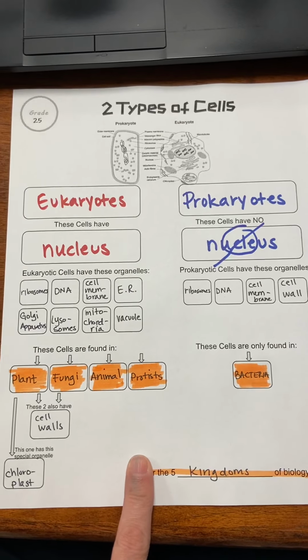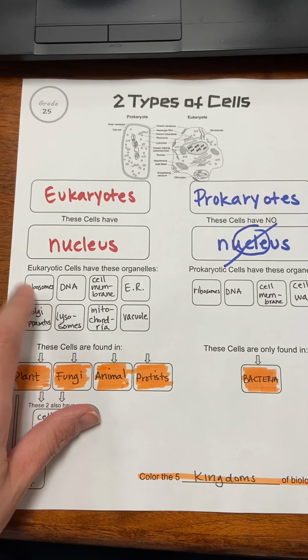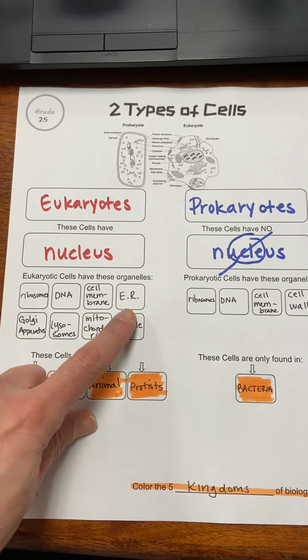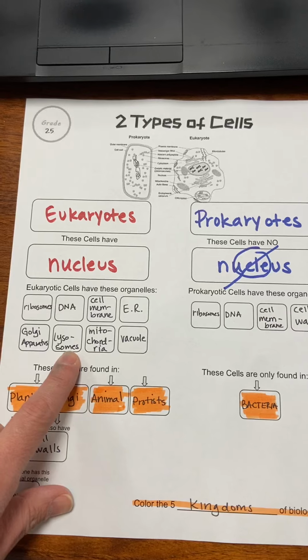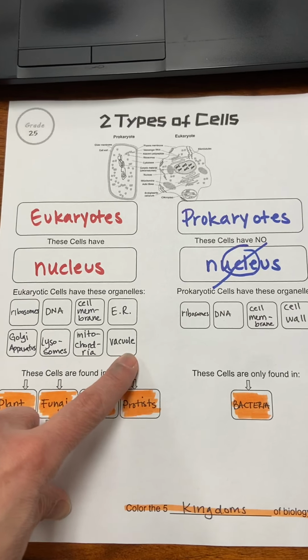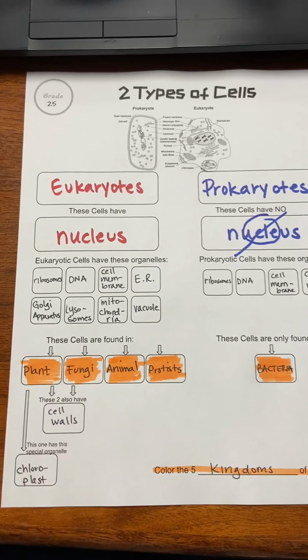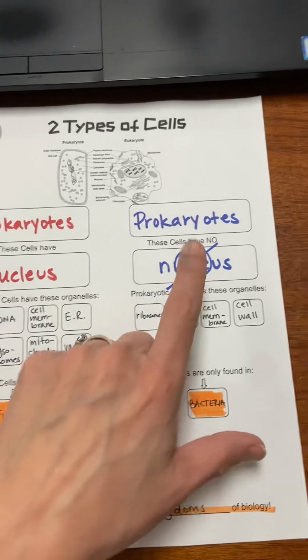Okay, so eukaryotic cells have these organelles. Eukaryotes, you already know these. They have ribosomes, they have DNA, they have cell membranes, they have endoplasmic reticulum, they have Golgis, they have lysosomes, mitochondria, and vacuoles. Sorry, you have to cram your words in these little boxes. So we know about eukaryotes. That's the ones we've been studying.